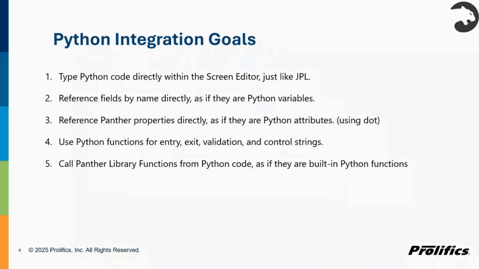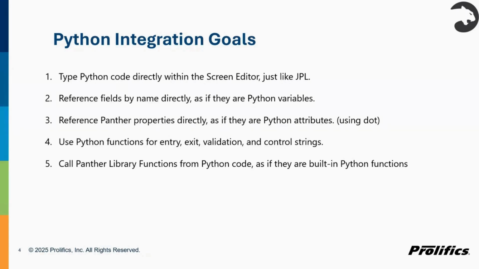Third thing was to reference Panther properties directly as if they are Python attributes. With Python, you're able to modify what the operators do. So in order to treat Panther properties of fields, screens, and widgets as attributes, we've modified within our classes what the dot operator will do so that it works with properties instead of attributes. You basically use the dot operator in much the same way you'd use the arrow operator in JPL.